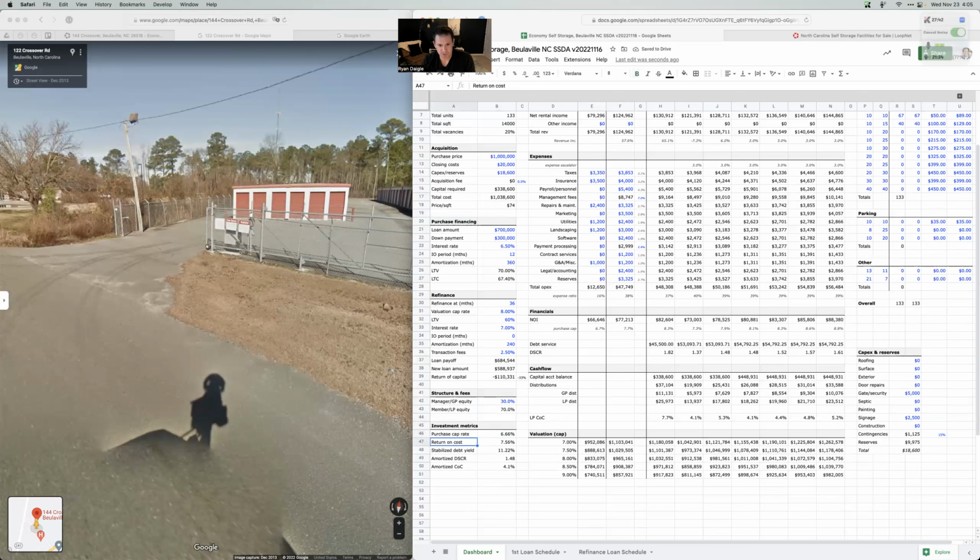The second thing I'm looking at is return on cost. It's 7.5%, which is your NOI on stabilization divided by your all-in cost. You want this to be well above the market cap rate. For the current market that we're in, I personally am looking for a 9 or 9.5% return on cost. So at this purchase price, this property doesn't meet that particular requirement.